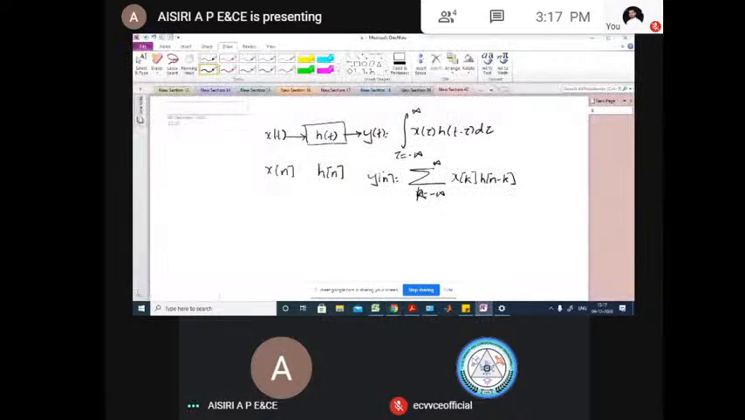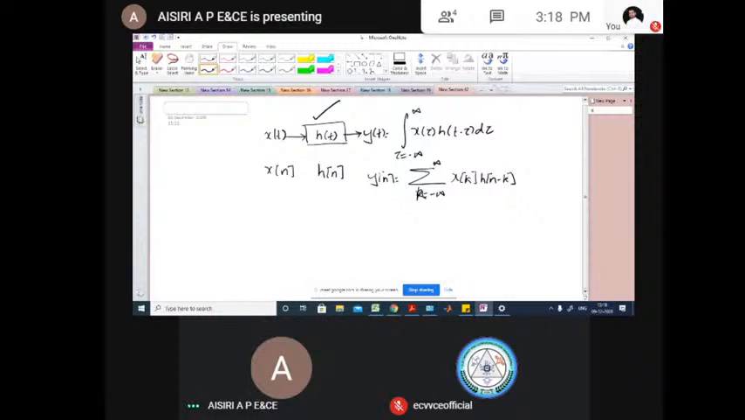So we have written this. The input is x of t and the output is y of t. We can determine the response of the system to any arbitrary input if the impulse response of the system is known, using the concept of the convolution integral, which is y of t equals the integral from tau equals minus infinity to plus infinity of x of tau into h of t minus tau d tau.